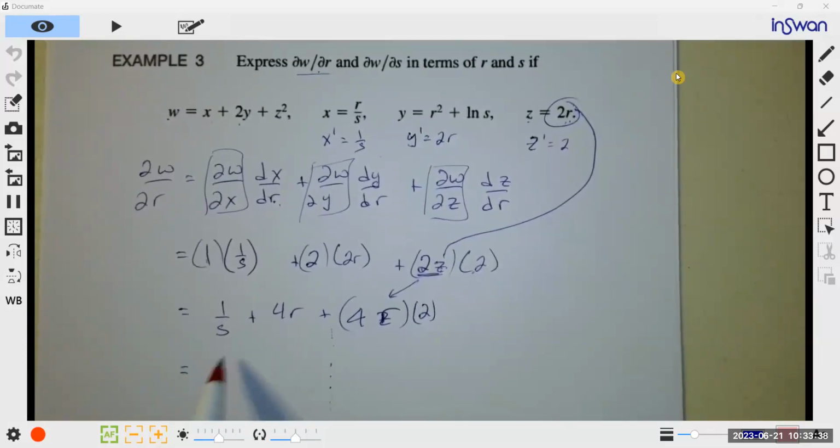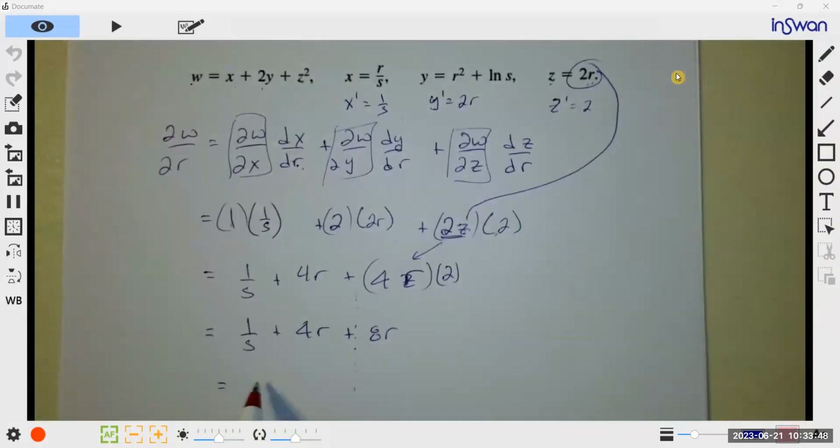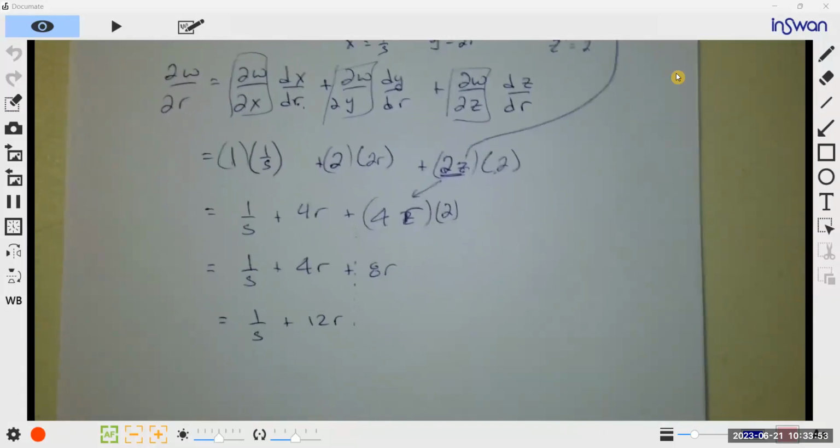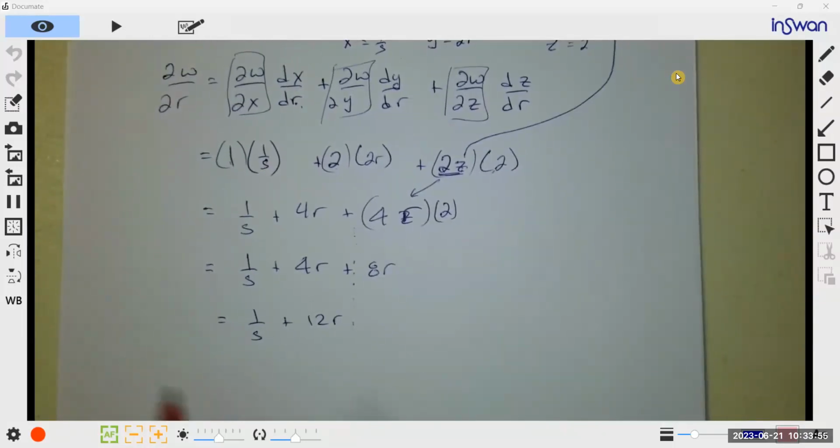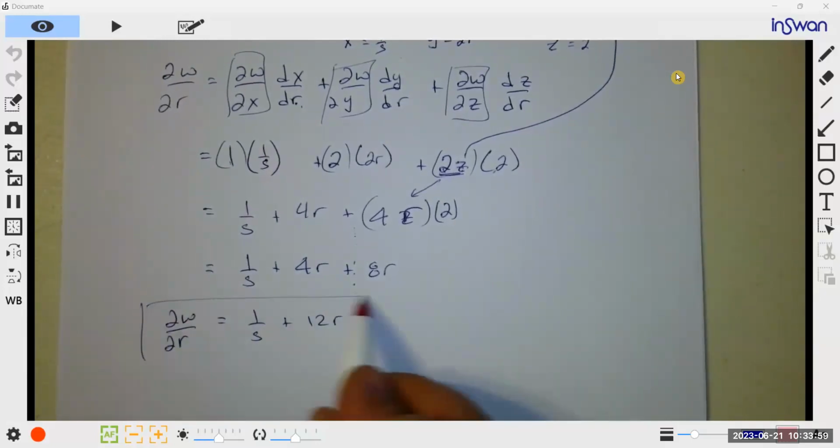Okay, combine like terms. We got 4R plus 8R equals 1 over S plus 12R. That's the partial of W with respect to R.